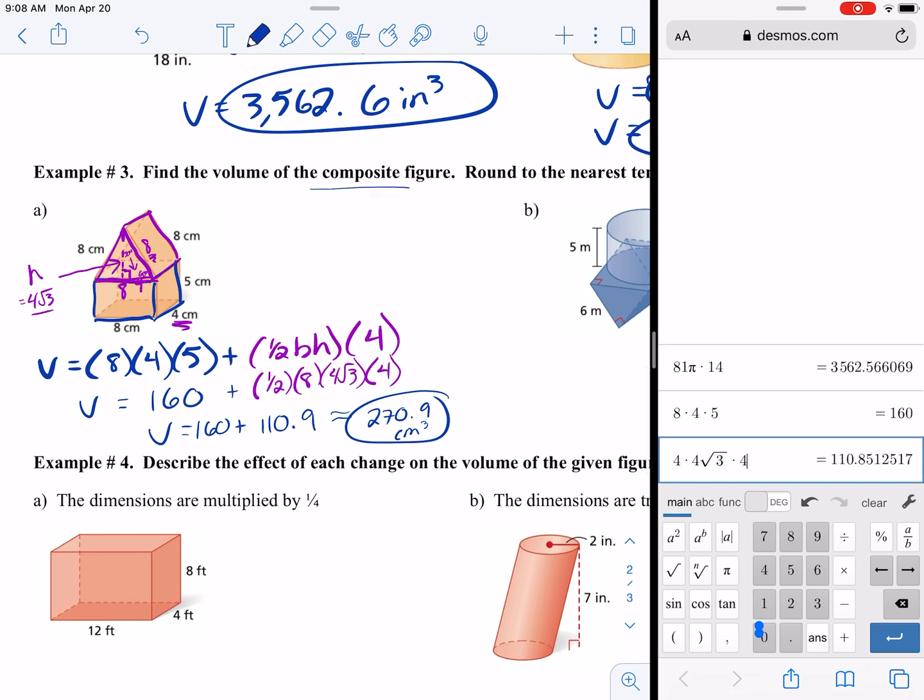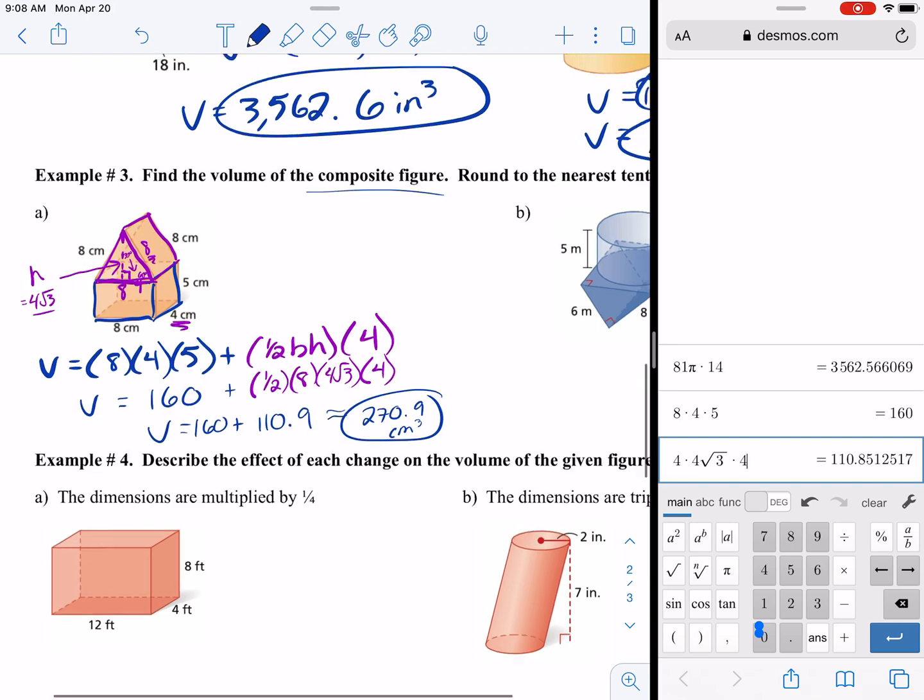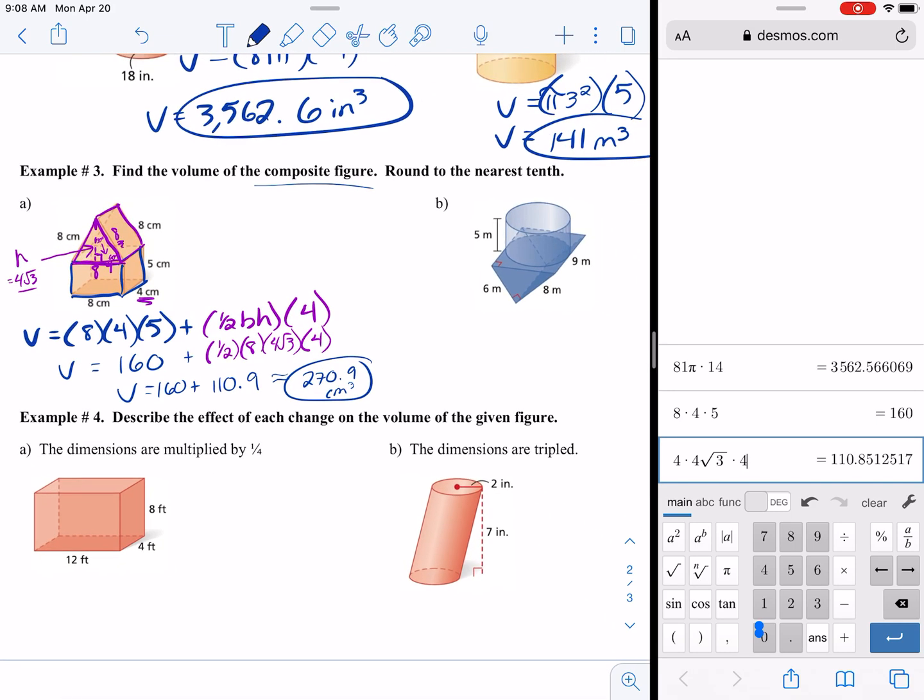Remember, composite figures, break it into two solids that we already know the formulas for and then add them together. All right, why don't you guys try example B, pause the video. But remember, this is a cylinder up top and a triangular prism on the bottom.